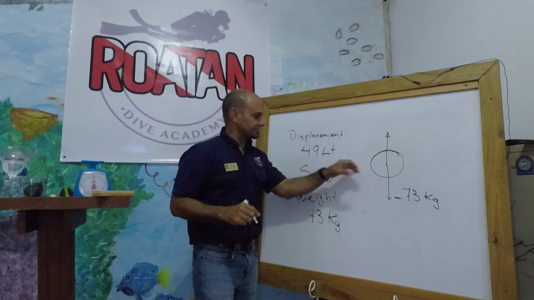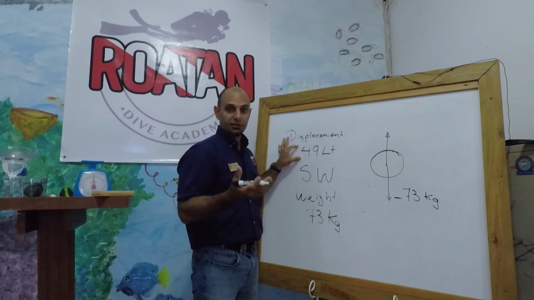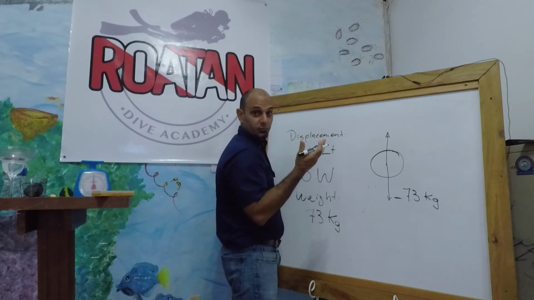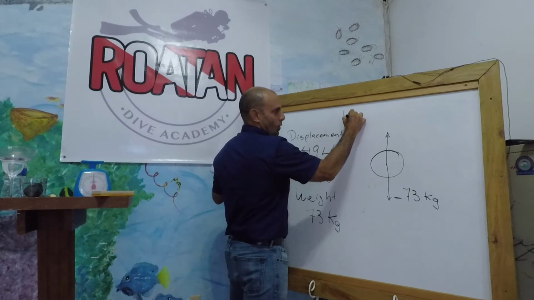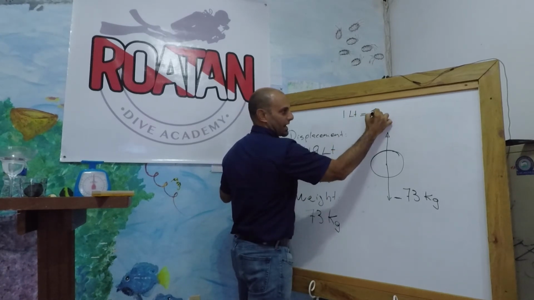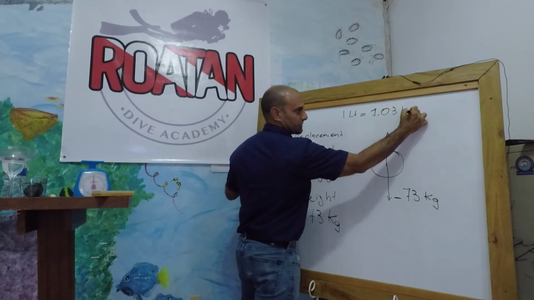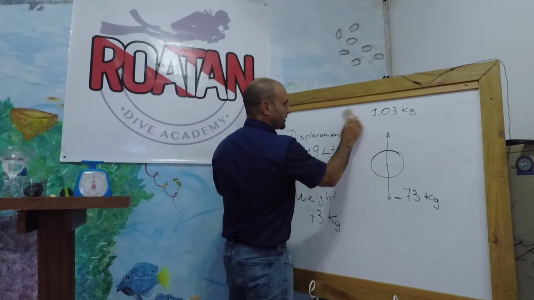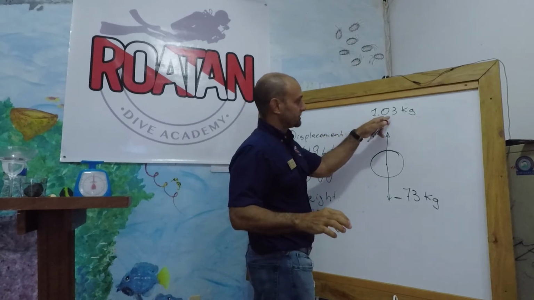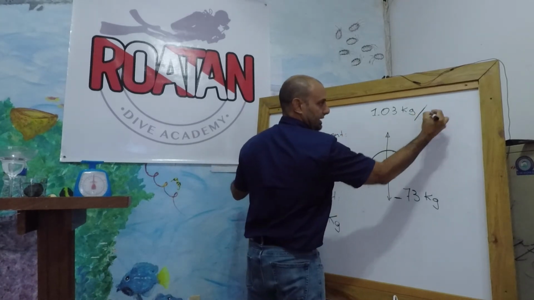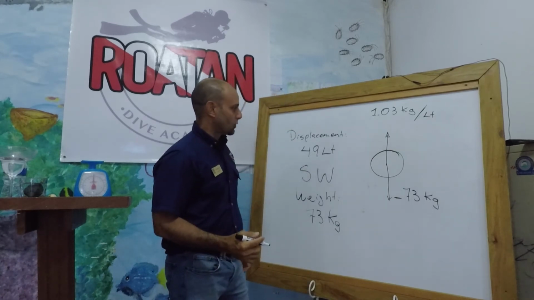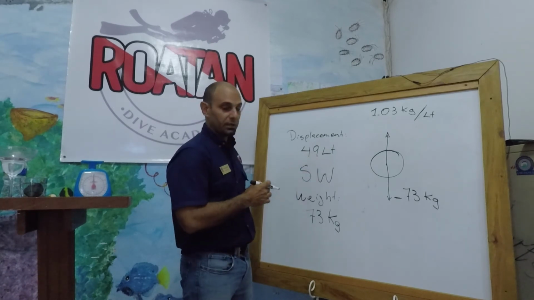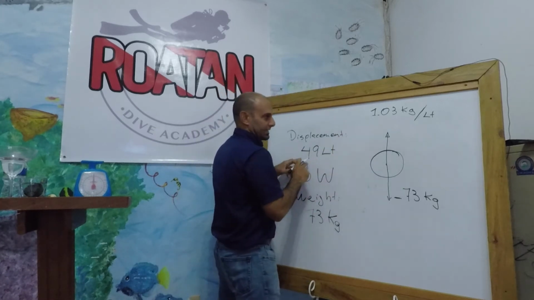Now, we need to write down here the positive force, but now we are in salted water. And if the object displaces 49 liters, what will be the weight of 49 liters of seawater? So instead of working one-to-one as we were doing in freshwater, now we know that 1 liter of seawater weighs 1.03 kilograms, right? So we can come out with the number that we're going to be using, which is 1.03 kilograms per each liter of salt water.